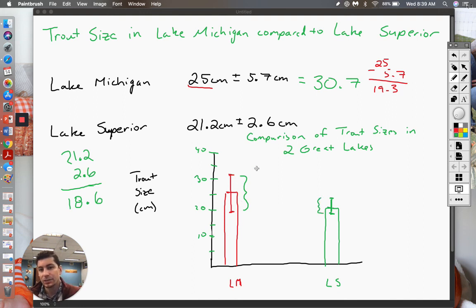All right. This means that their sample size of fish were not really isolated around that number of 25. We had some that were a lot smaller than 25. We also had some that were a lot bigger than 25 in Lake Michigan. But if you look at Lake Superior, right here, if you notice, that's a very small standard error line. What that means, guys, is that all of our fish in Lake Superior are pretty darn close to around that 21.2 centimeter number.